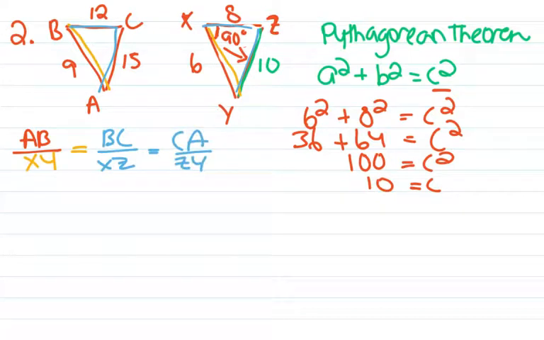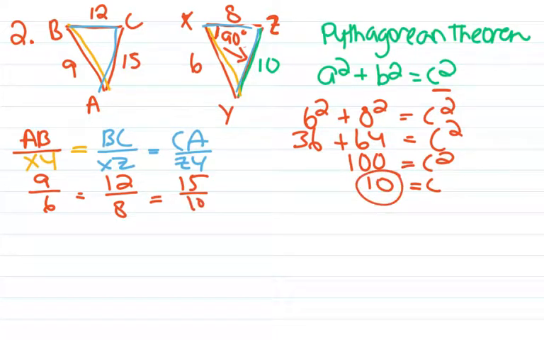And now below it, we can plug in these numbers. So AB is 9, XY is 6, so 9 over 6 equals BC is 12 over XZ is 8 equals AC is 15 over YZ we just found is 10. Now we're going to check if these all equal each other. So 9 divided by 6 is 1.5, 12 divided by 8 is 1.5, and 15 divided by 10 is 1.5. So these do all equal each other. All three ratios are equal. So therefore, these are similar triangles.